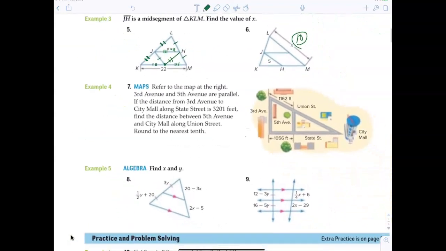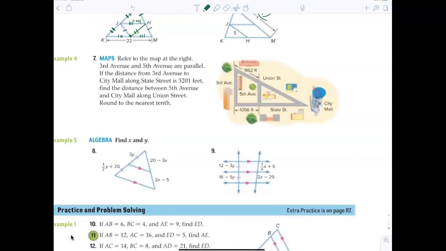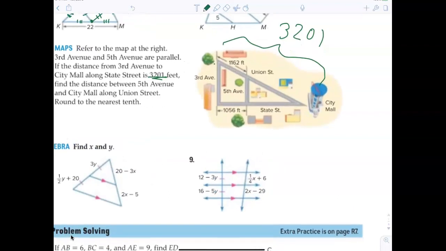All right. Let's refer to the map. So it says, if the distance from 3rd Avenue to City Mall along State Street is 3201. Do we have that marked? No. So we have to find that. So from 3rd Avenue, I have to find 3rd Avenue, all the way to City Mall. So is this what we're saying from here to here? Is anybody else seeing that? Is that 3201, right? Yes. All right. So we should be able to figure this out pretty quickly. Of course, everybody's got their calculator out. So somebody tell me from Union Street to City Mall is how much? 2,039.